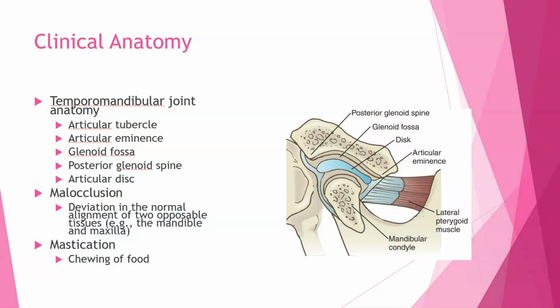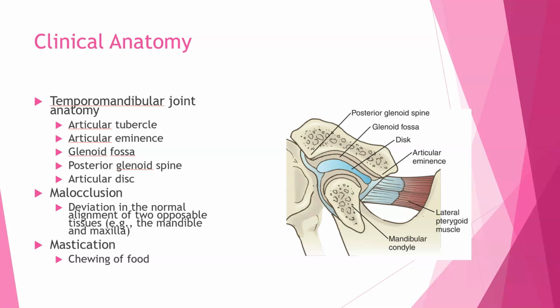So, with malocclusion, we're worried about opening and shutting of the jaw up and down, but malocclusion is where it doesn't line up properly, so it might be off to the side. Like that. Okay. So the malocclusion is a deviation of the normal alignment of the two opposable tissues, specifically the mandible and the maxilla. And then mastication is what we do in order to chew our food, to break it down, in order to swallow and get the nutrients that go into our stomach.